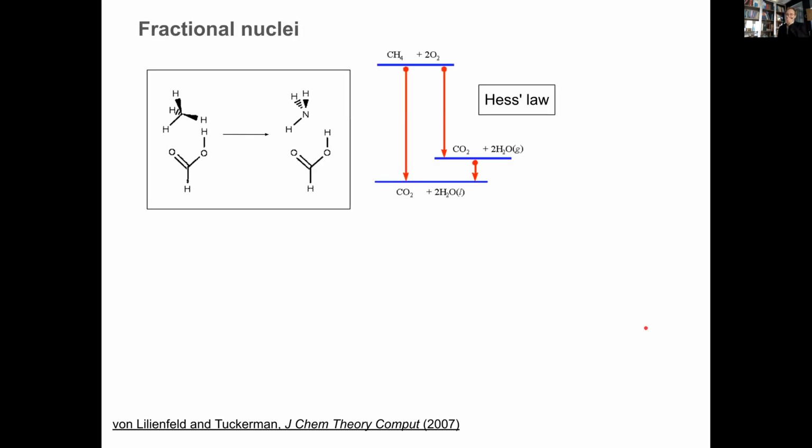All right, so let's get to some numerical results. This was a paper in 2007, and I believe it is the first one where approximate solutions of Schrödinger's equation have been obtained for fractional nuclei connecting one compound to another. In particular, we looked at this case where you have a formic acid on both sides, and it binds to a molecule, in this case methane, and we now transform continuously methane into ammonia.